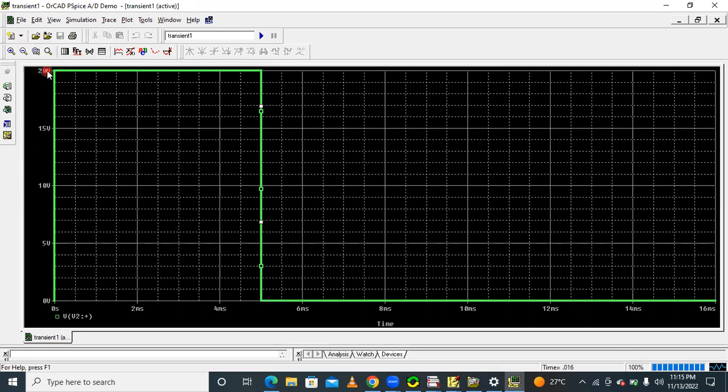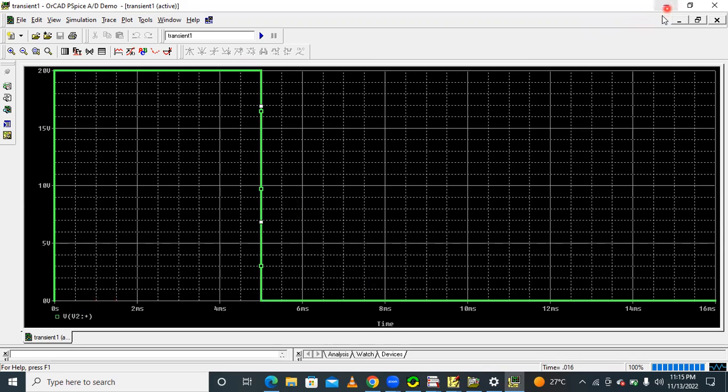This is called pulse width. Pulse width is equal to 5 milliseconds. That's why here, 0 seconds to 5 milliseconds. This is called pulse width. Rise time and fall time are very, very small, in microseconds. And pulse width is, this is the pulse. Pulse repetition is 0. That's why the waveform is not repeating.